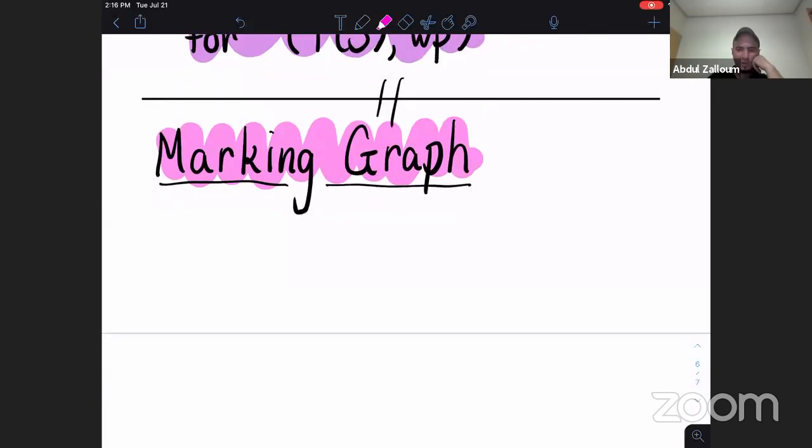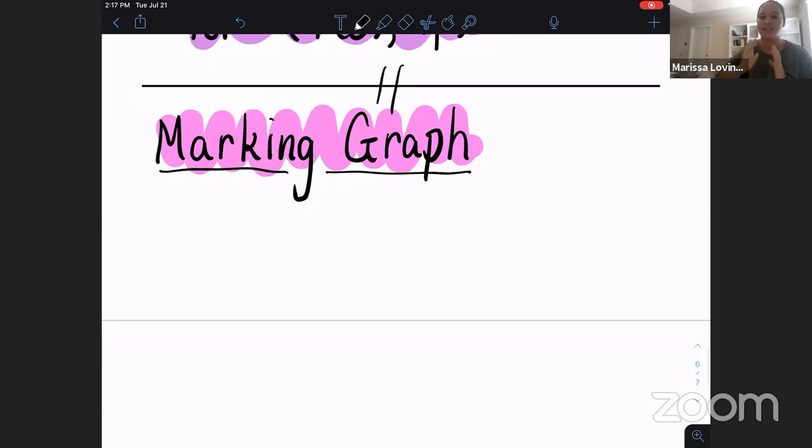Someone is asking if the quasi-isometry is mapping class group equivariant. Yes. It's very nice. It's as natural as you would want it to be.